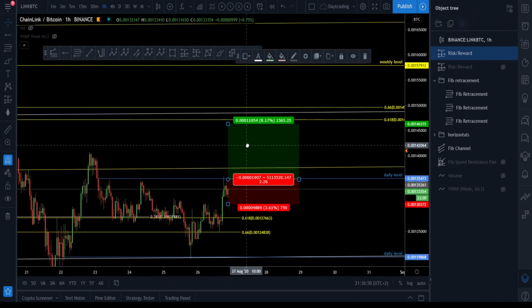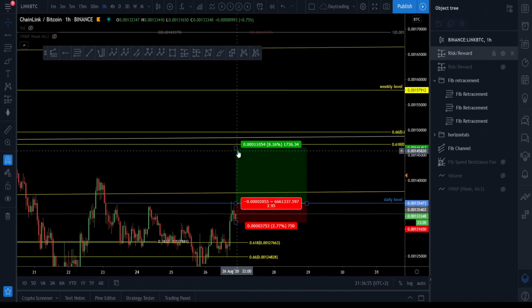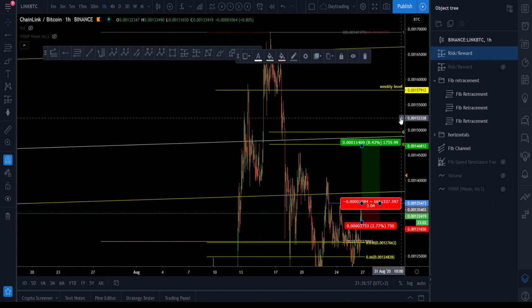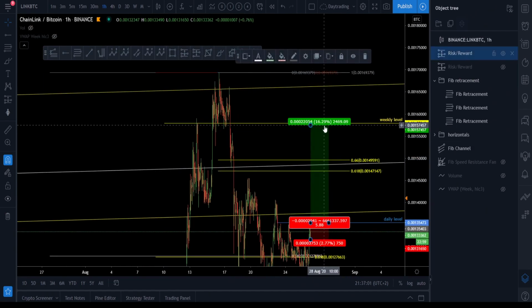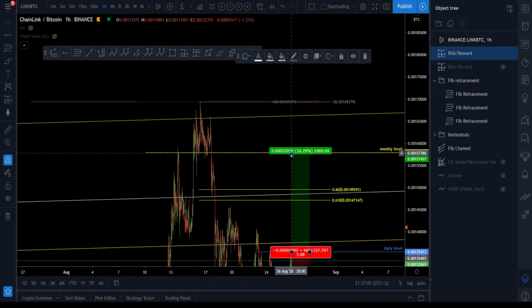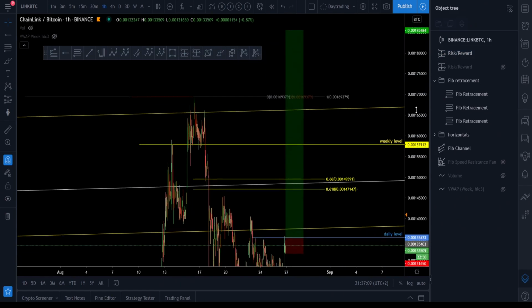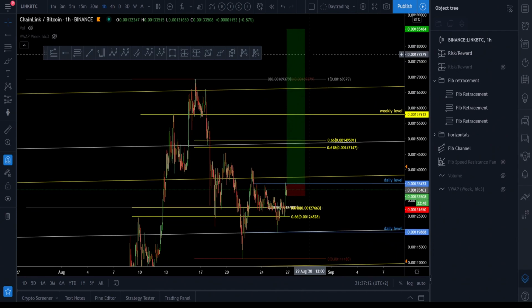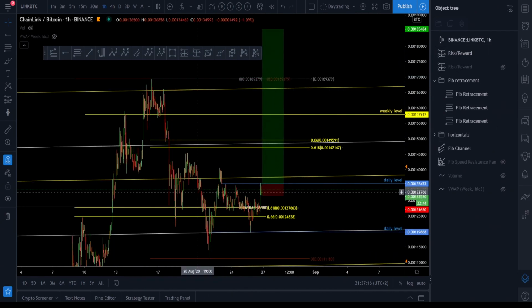So I would say entry here, stop loss below this last consolidation area, take profit 1, right? Clear that, then basically weekly is next, and that already gives you a 16%, which is absolutely massive. Come back above the weekly, new highs, and yeah, sky's the limit, really. Yeah, that's it.